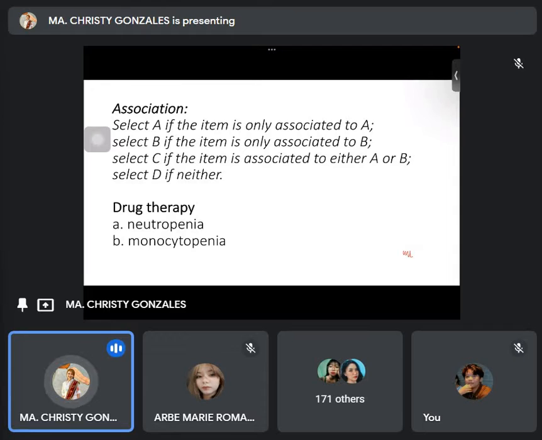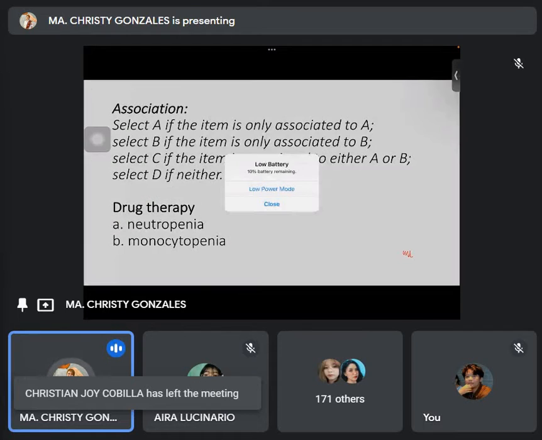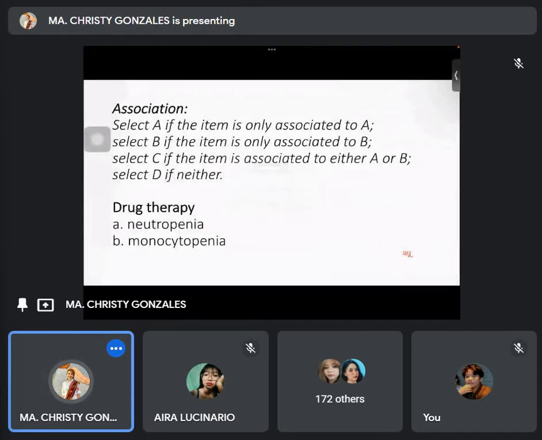So the correct answer here is, but in the handout I gave you, it's neutropenia only, right? Here, what I put in Brightspace is letter A. If that is your answer, that would be correct. Letter A. But you have to remember, all cells could probably be affected by drug therapy, including monocytes.